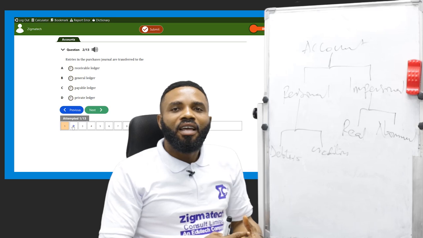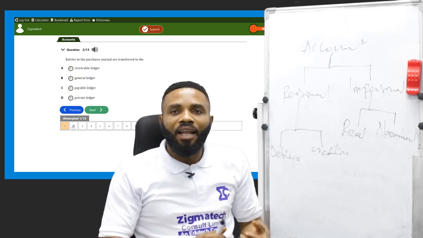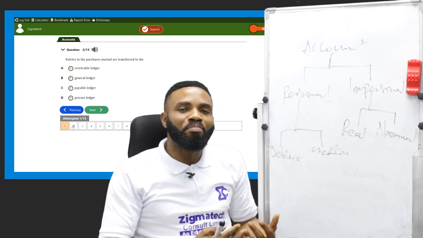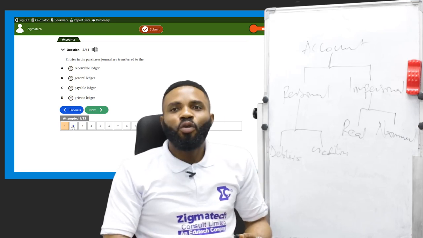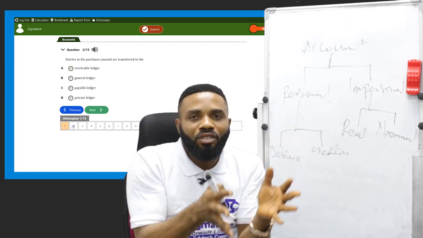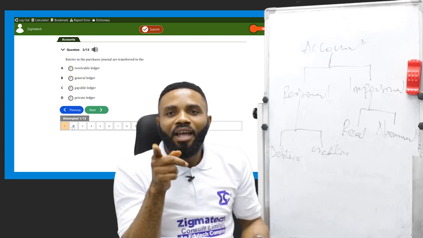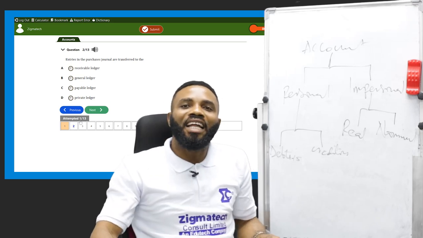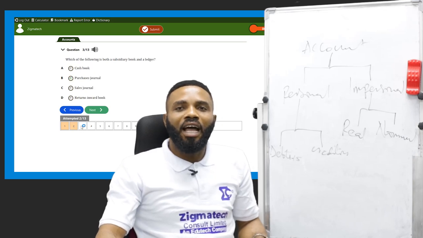Now, they said entries in the purchases journal are transferred to the what? The purchase journal is simply the book that is open for purchases. So when we are done with the preparation of purchases, the amount inside needs to be transferred. It cannot be the receivable account, it cannot be the payable account, it cannot be the private ledger. It's going to be the general ledger.